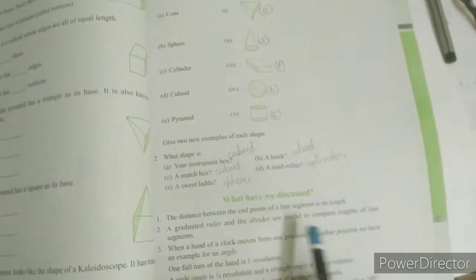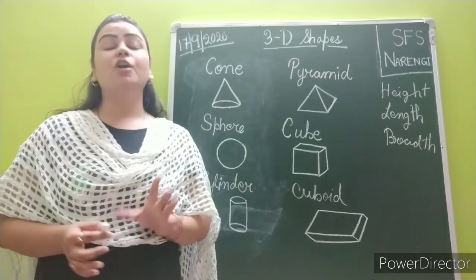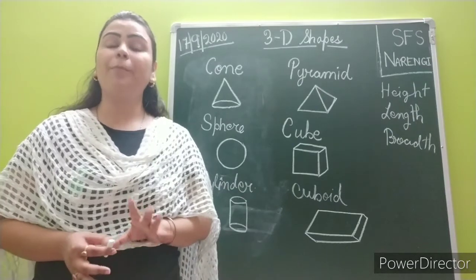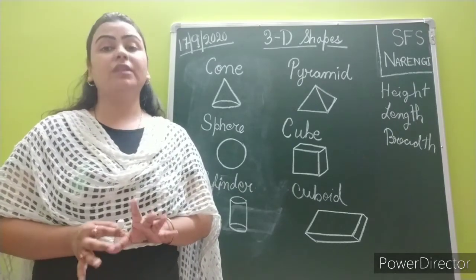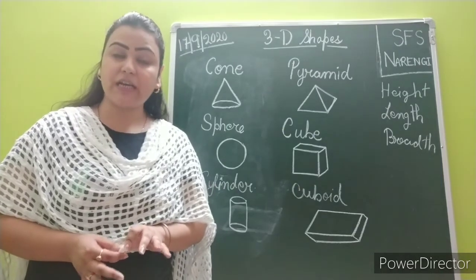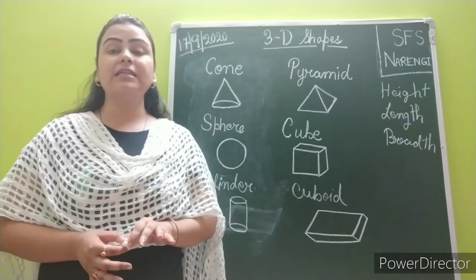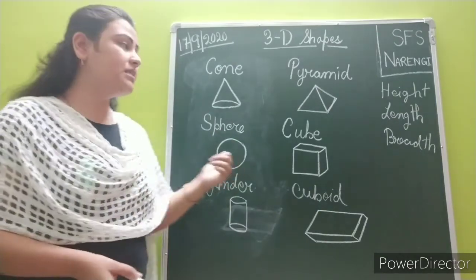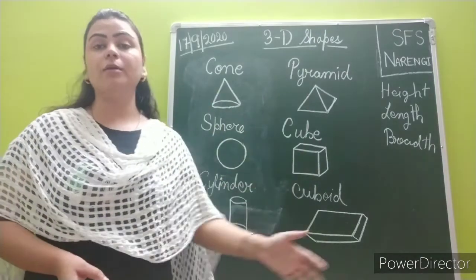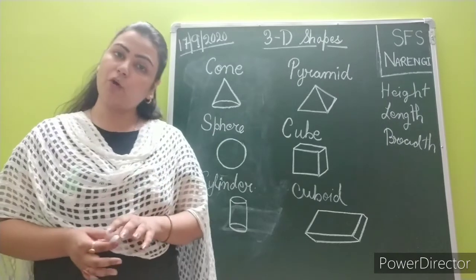So children, with this we come to the end of this chapter. I hope all of you have understood exercise 5.9 very nicely. In our next class, we are going to start with a new chapter, that is integers. This whole column, you must do it in your classwork copy with today's date and proper margin. Okay, children?